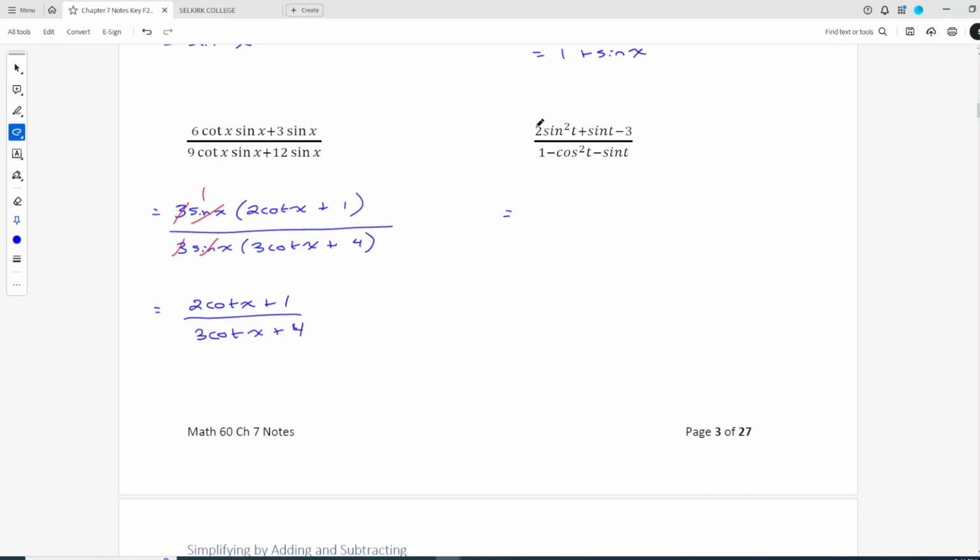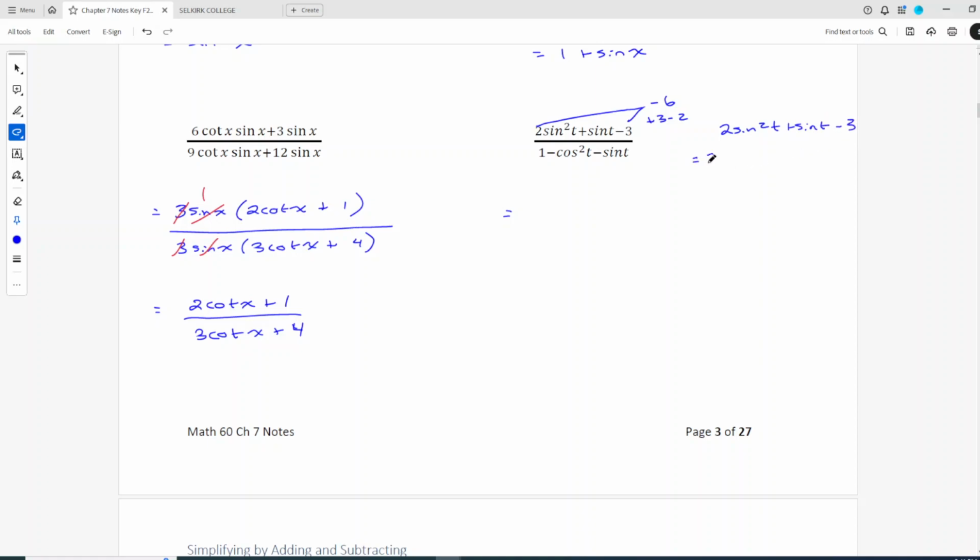So the first thing I'm going to look at is the top. This is a trinomial. I'm going to look at two numbers that multiply to give me 6 and add to give me 1. So it's going to be positive 3 and negative 2. Now, I have to do a lot of factoring here, so I really do recommend not doing it within your question. In other words, taking this outside and saying I have 2 sine squared t plus sine t minus 3.